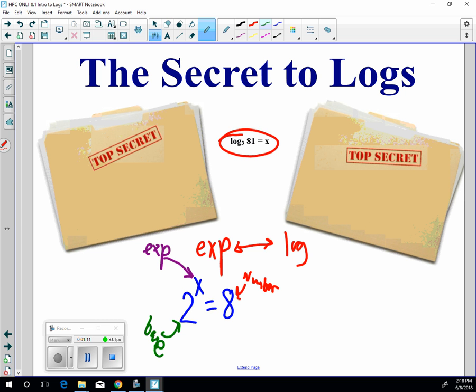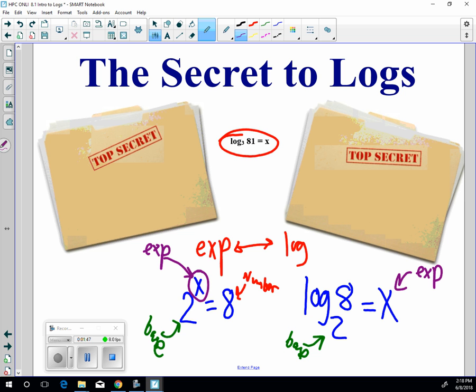So what we're going to do is change this into log form. You say it's log base 2 of the number 8 equal to the exponent, because logs are exponents. So notice we still have the base down here, as we have the base in the exponent form. Logs are exponents. So x is the exponent. That's the answer, because logs are exponents. And then our number is just the number 8.